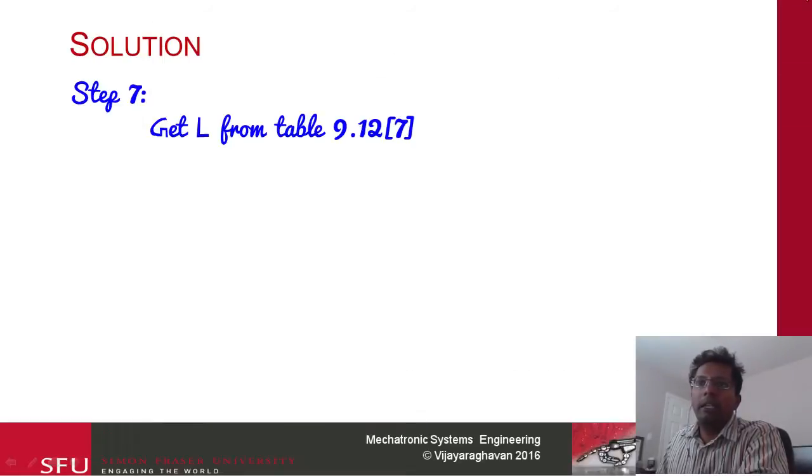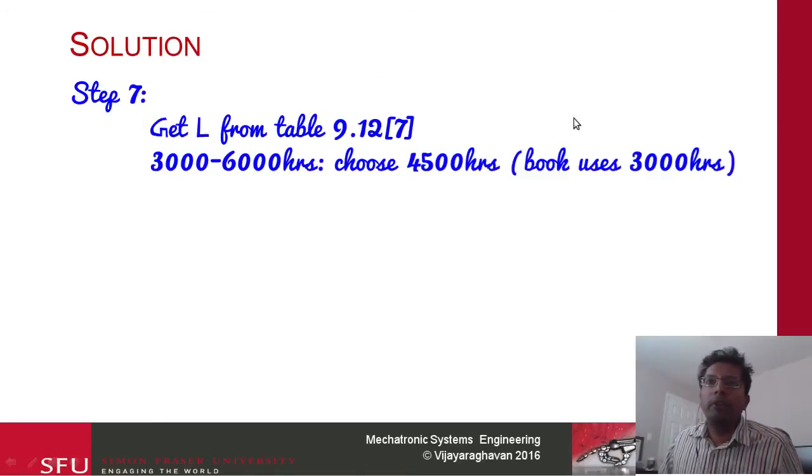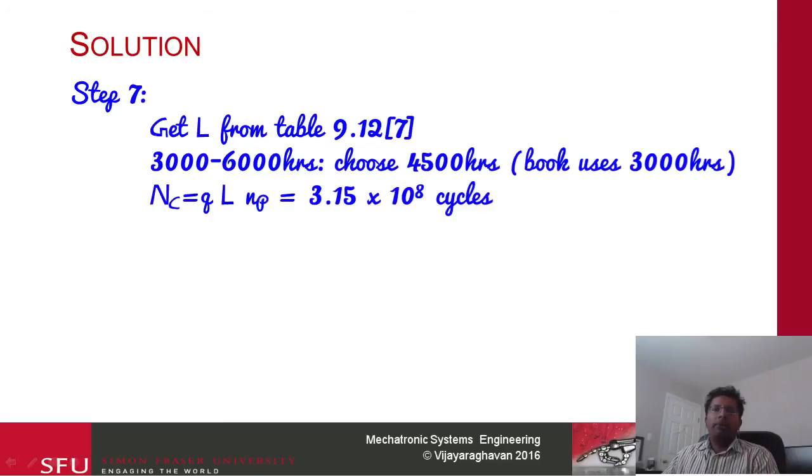So what we're going to do is basically pick something in the middle. We're going to use 4500 hours. The book uses 3000 hours. So this is kind of application dependent and also left to the discretion of the designer. If you choose a smaller number of hours, it's likely to fail quicker. If you choose a larger number of hours, you'll basically make the design more expensive. So the number of cycles, NC, is given by Q times L times NP, which comes to 3.15 times 10 to the 8 cycles.